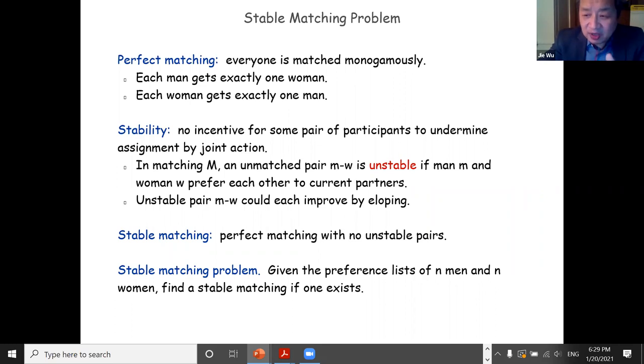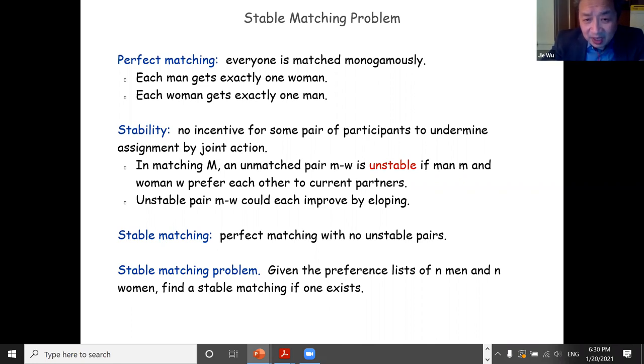And also it should be perfect. Perfect means that if you give 10 girls, 10 boys, eventually everyone will get a marriage. You don't want some leftover. And another important thing is stable. Unfortunately, I don't have a board. If I switch, it's just too time consuming. So let's just define what unstable means.